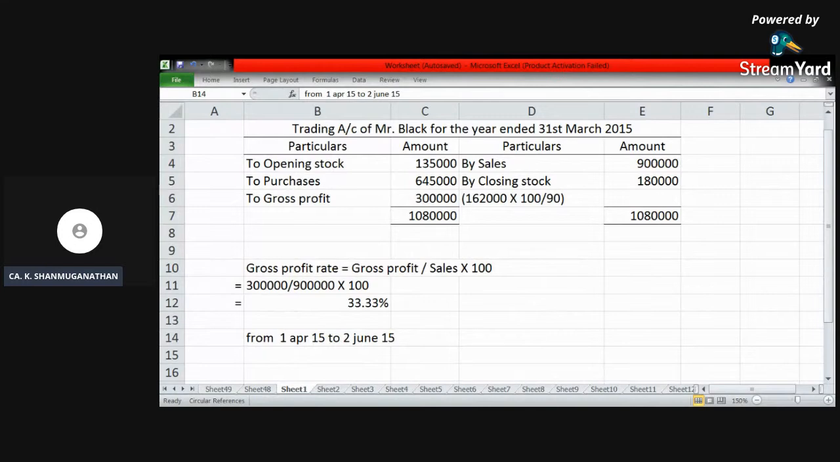For your calculation, the opening stock is already available, 1,80,000. The 31st March 2015 closing stock will become the 1st April opening stock. One answer given by Sai Sriram, 90,000. Check your answer, Sai Sriram. Check your answer.